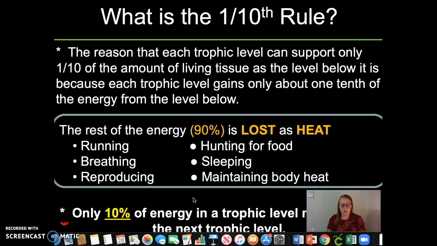The 1/10 rule. The reason why each trophic level can support only 1/10 of the amount of living tissue is because each trophic level gains only about 1/10 of the energy from the level below. So what does that mean? That means that 90% is lost as heat, doing the following: running, breathing, reproducing, hunting for food, sleeping, or maintaining an internal body temperature. And so most of this energy is lost. So only 10% of the energy can get passed on to the next level.